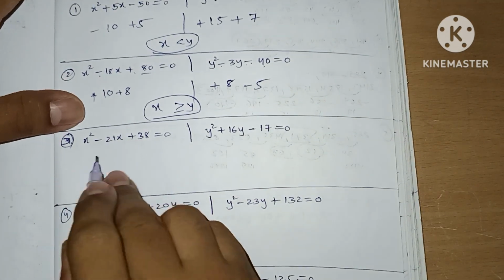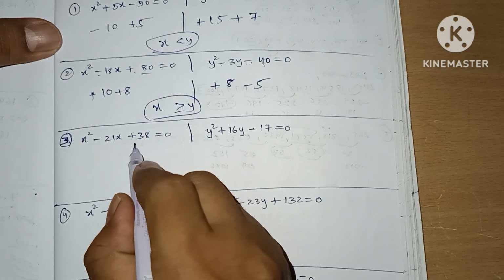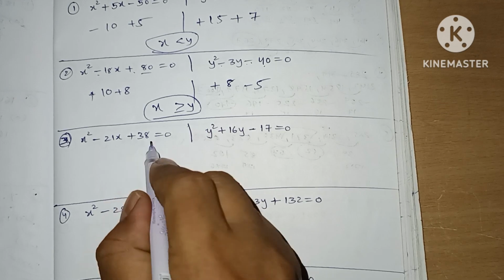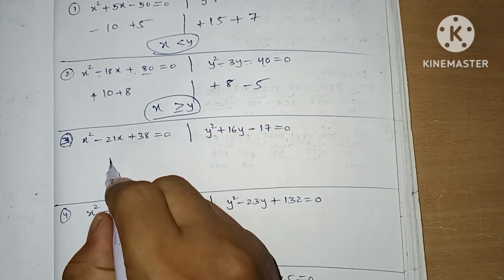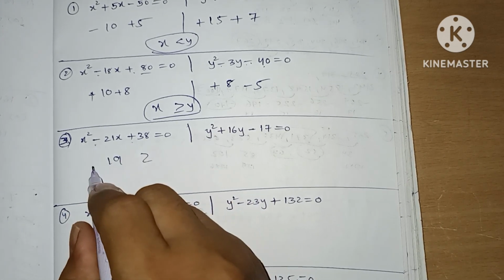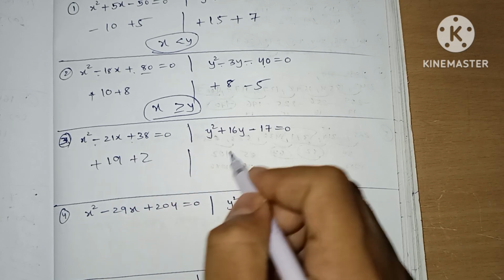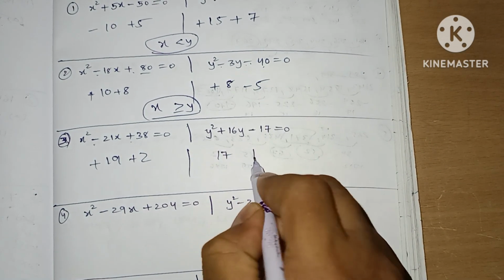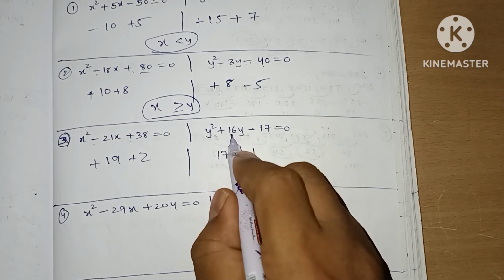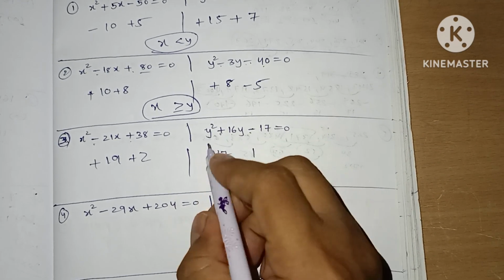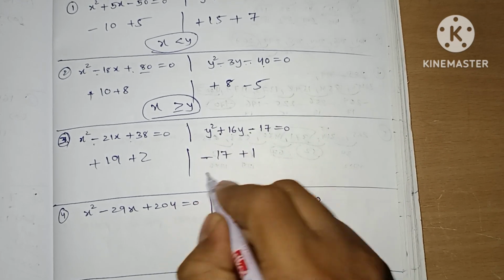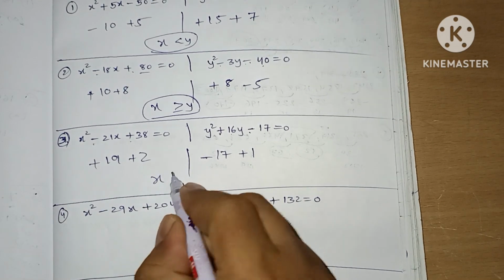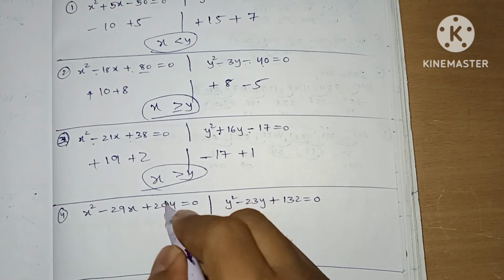Next, third question. 38. 38 means 19 2 times. Minus and plus. The roots are positive. Here 17. 17 1 times will be 17. Subtracting, we get 16. Minus, plus and minus means minus and plus are the roots. By comparing these two, it is clear that x is greater than y.